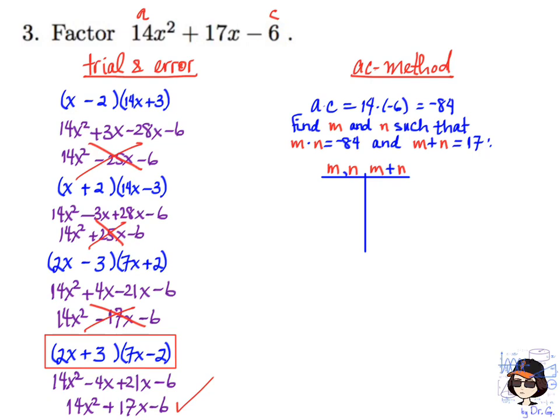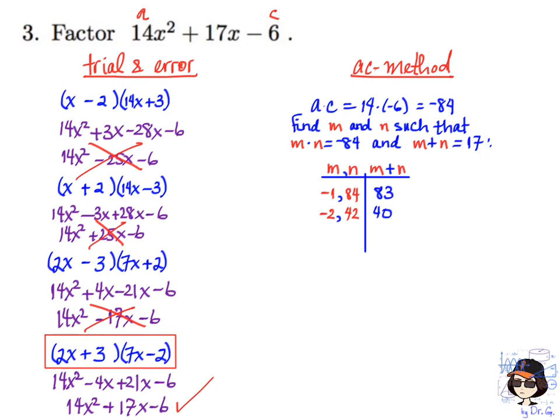So I'm going to start with the smallest negative number, negative 1 times positive 84. Those two numbers multiply together to be negative 84, right? But when I add them, I get positive 83. That's not positive 17. So let's try the next one. Negative 2 times positive 42 is also negative 84. And when I add those two numbers together, I get positive 40. Still not the right number.